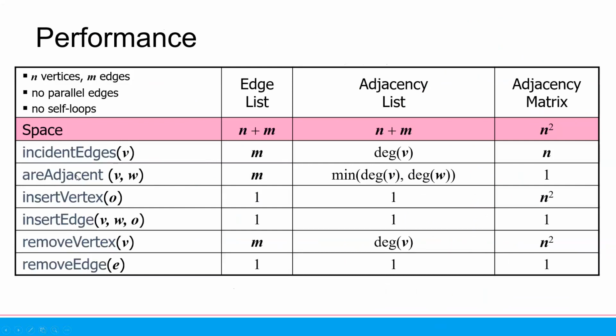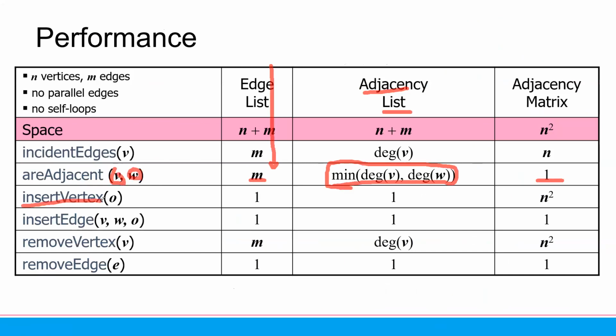Or adjacent. So I want to know if V and W are adjacent or not. The edge list will have M times, but for the adjacency list, it depends on the degree of V and the degree of W. In the adjacency matrix, it's just one time, because I already know V and W, so I can check whether V and W is null or not. Just one time.